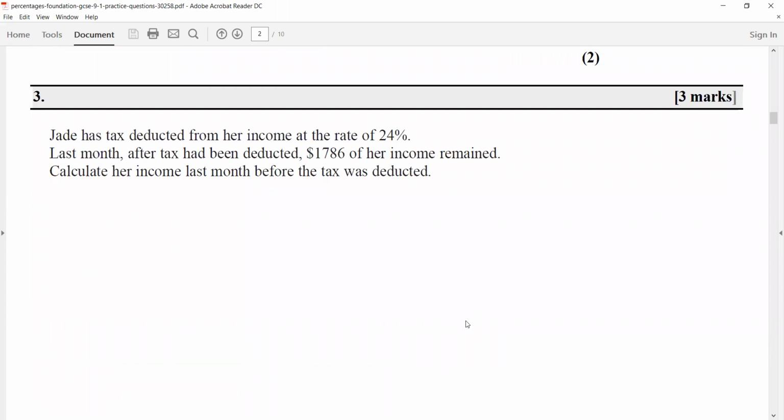Okay, last month after tax, so there's a key thing, had been deducted, $1,786 of her income remained. So that is what she's then got paid after the deductions. Okay, calculate her total last month before the tax was deducted. And again, the keyword was before.